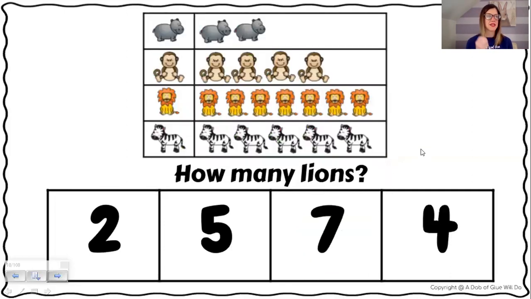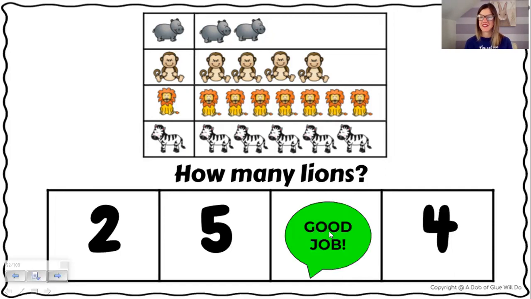Okay, now it says, how many lions? How many lions are there? Find that lion. Okay, count how many lions there are. I see 1, 2, 3, 4, 5, 6, 7. 7 lions.